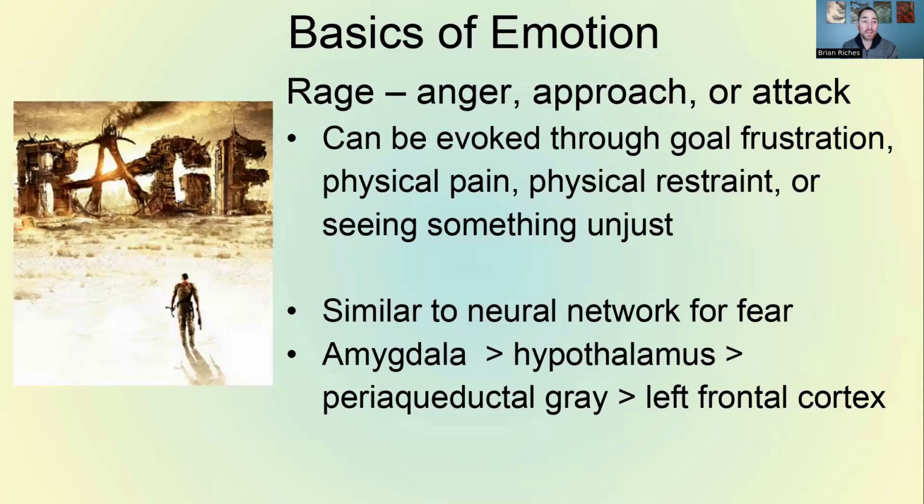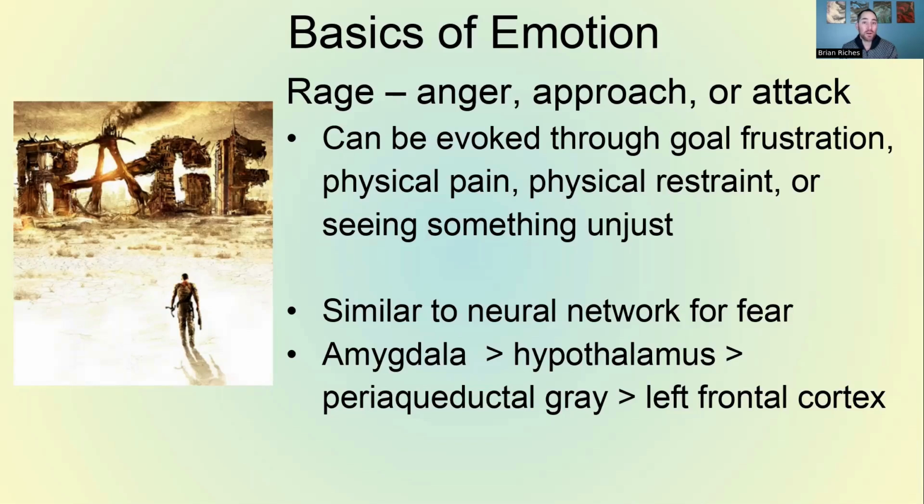All right, so another basic emotion is rage. So rage or anger also leads you to either approach or attack something, and it can be evoked from a lot of different things. So physical pain, physical restraint, in an adult seeing something that you see as unjust. But as an infant, we're seeing physical pain or physical restraint can lead to rage. You might have seen this when trying to, say, swaddle a baby. They get really upset and really do not want to be restrained.